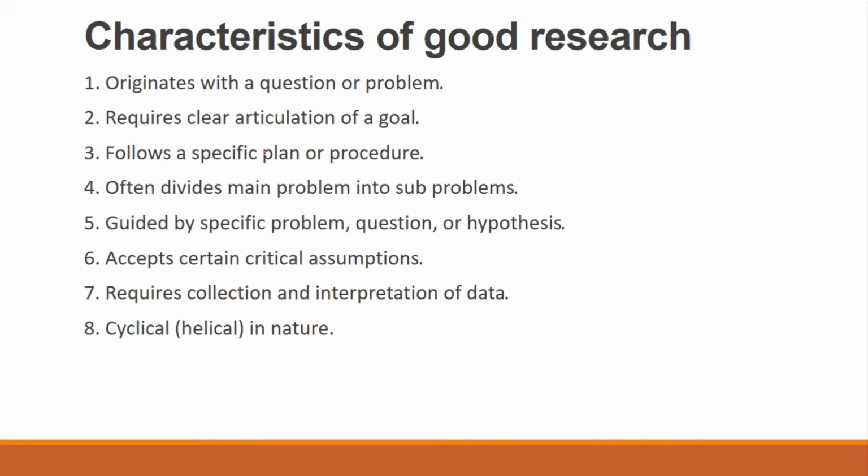Next, the characteristics of a good research. A good research originates with a question or a problem. Then a good research requires clear articulation of a goal. And good research follows a specific plan or procedure. Then a good research often divides the main problem into sub-problems. Then a good research is guided by a specific problem, question or hypothesis.